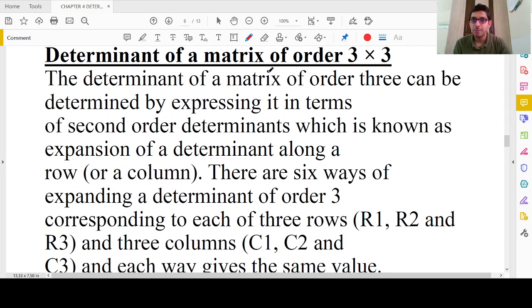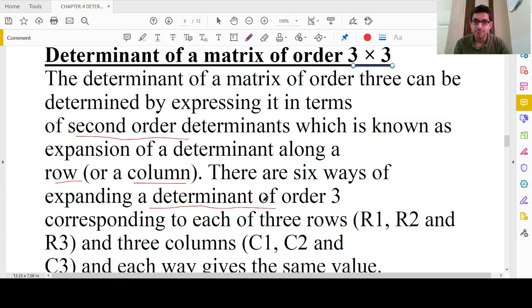Now we will move to the determinant of a matrix of order 3 by 3. The determinant of a matrix of order 3 can be determined by expressing it in terms of second order determinants, that is, determinants of order 2 by 2. This is known as expansion of a determinant along a row or column. To expand the determinant along a row or column, we will be using 2 by 2 determinants. There are 6 ways of expanding a determinant of order 3.